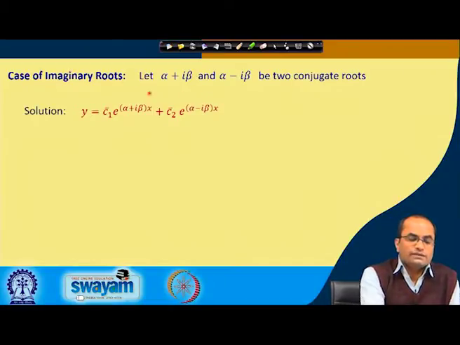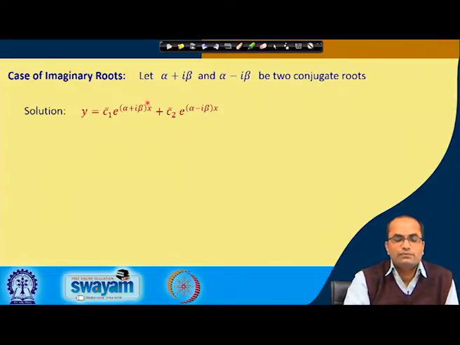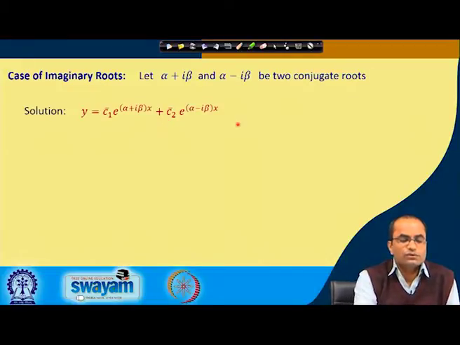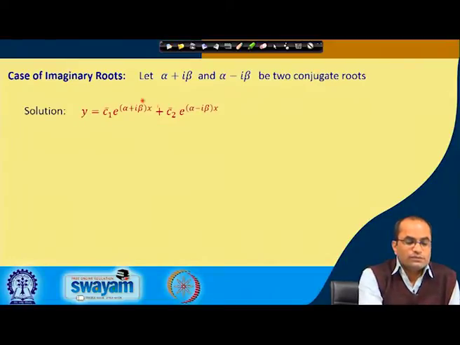So, exactly we can use that idea here to get the solution: these two independent solutions, e power alpha plus i beta x and e power alpha minus i beta x, two linearly independent solutions, and with these constants the linear combination will also be the solution, the general solution. But because it is not common to write it in terms of these conjugates or imaginary roots, we simplify further here.